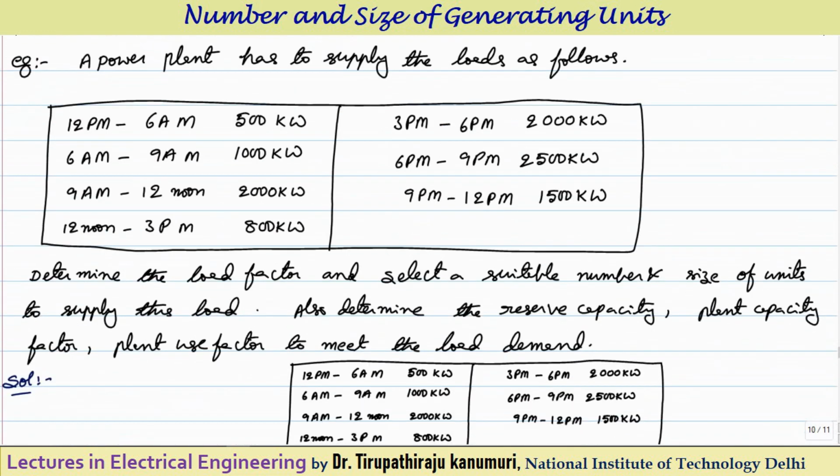Let us take one more example to understand this concept completely clearly. It is given that a power plant has to supply the load as follows. From 12 pm to 6 am, it is supplying 500 kilowatt.